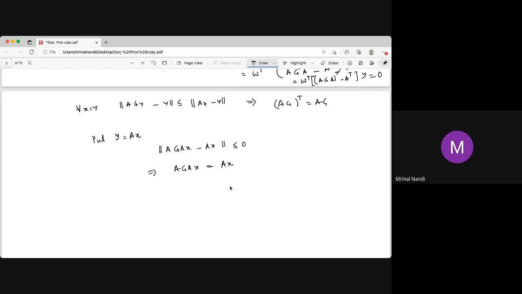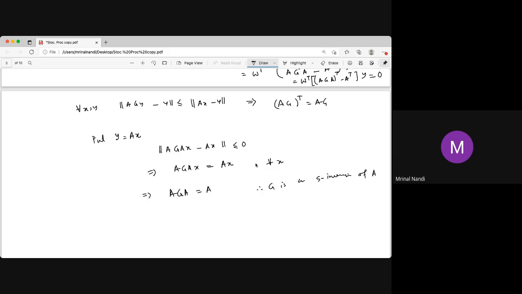Now this is true for all x. Since it is true for all x, we know if Ax equals Bx for all x, then A equals B. So then AG equals A, and therefore G is a g inverse. G is a g inverse of A. So we have this thing that G is a g inverse.